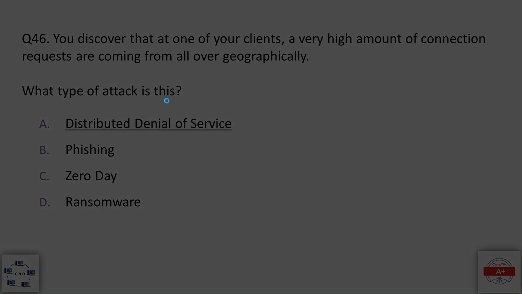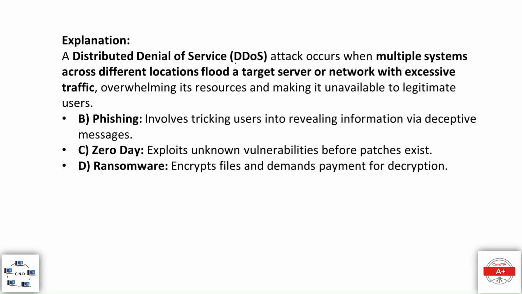So a distributed denial of service, or DDoS, attack occurs when multiple systems across different locations flood a target server or network with excessive traffic, overwhelming its resources and making it unavailable to legitimate users. Incorrect options such as phishing involve tricking users into revealing information via deceptive messages. Zero-day exploits are unknown vulnerabilities before their patches exist, and ransomware encrypts files and demands payment for decryption.